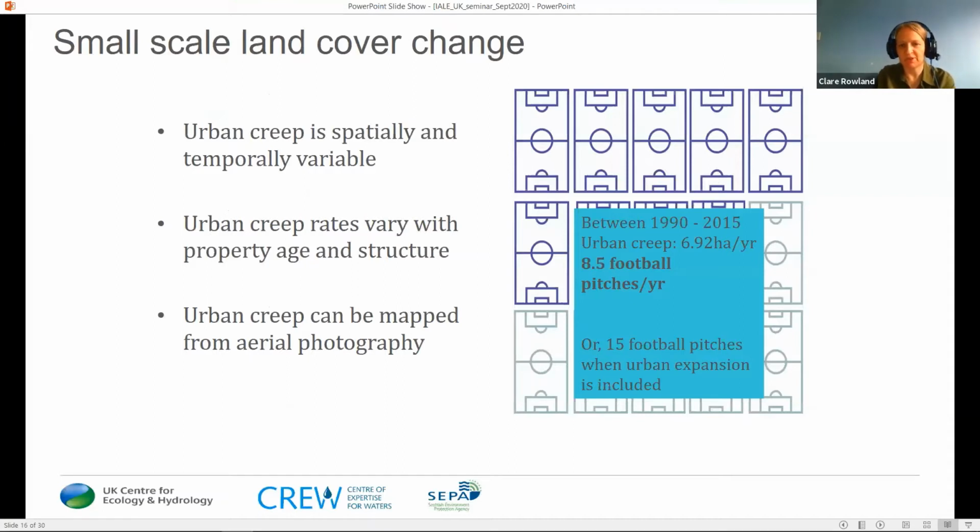And we also find that it's spatially and temporally variable. So it was definitely useful to get Scottish specific estimates, but we don't know that the estimates for Edinburgh are relevant for any other Scottish city. We also found that the urban creep rates vary with property age and property structure, and that urban creep can be mapped from aerial photography.